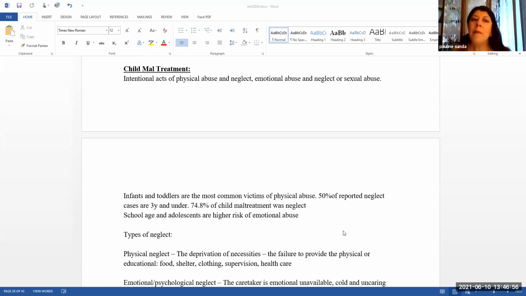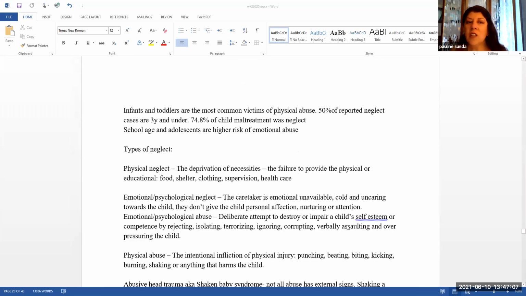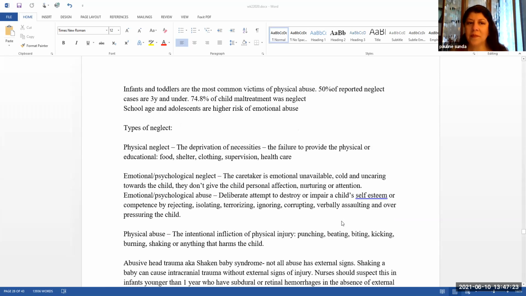So what is it? Basically, it's any intentional act of physical abuse and neglect, emotional abuse and neglect, or sexual abuse. Infants and toddlers are the most common victims of physical abuse. 50% of reported neglect cases are 3 years old and under. 74.8% of child maltreatment was neglect. School age and adolescents are at higher risk for emotional abuse.